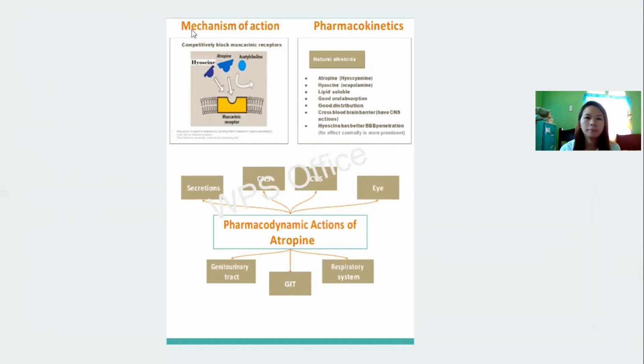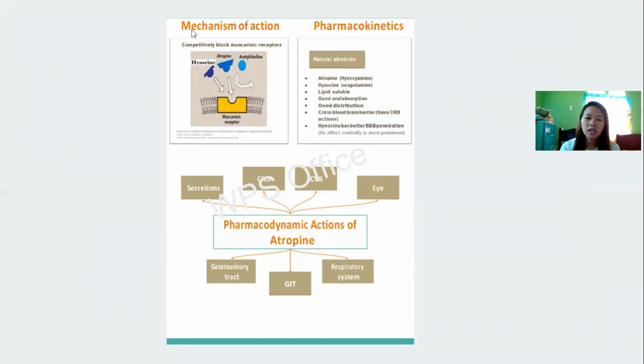Mechanism of action. Competitively block muscarinic receptors. Pharmacokinetics. Natural alkaloids, atropine, hyoscine: lipid-soluble, good oral absorption, good distribution, cross the blood-brain barrier, which gives CNS action, and hyoscine has better BBB penetration. Its effect centrally is more prominent.